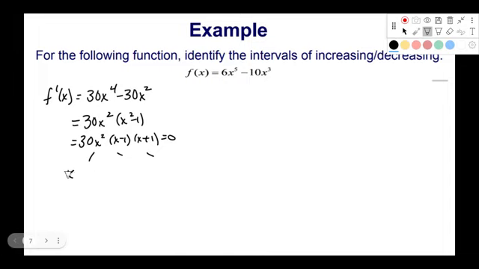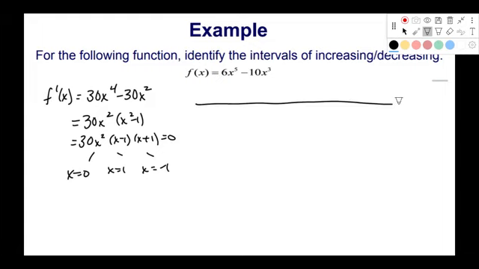I can split these 3 up. This one gives me x equals 0. This one gives me 1. This one gives me negative 1. So on my number line now, I have from negative infinity to negative 1, negative 1 to 0, 0 to 1, and then 1 to infinity. I'm trying to figure out the sign of f prime so I can figure out the behavior of f.